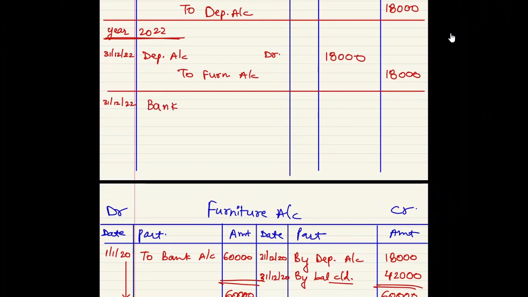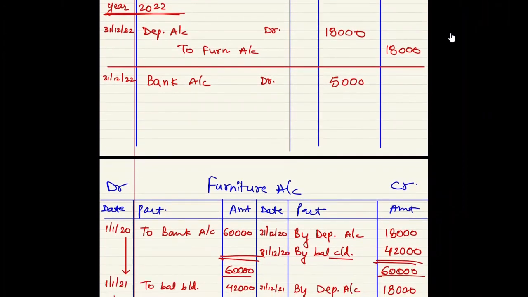I will get the money if I sell it. So bank account will be debited with 5,000 rupees. How much money have I received? 5,000 rupees. Okay. But what is the value of furniture? The furniture value as on date is 6,000 rupees.